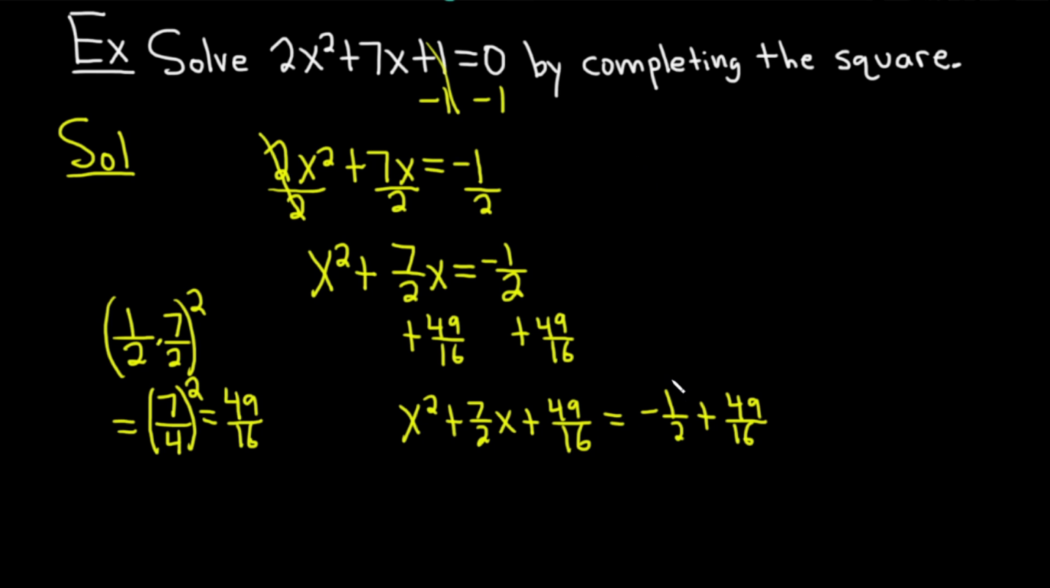I'm going to do it up here in blue. We have -1/2 plus 49 over 16, and we want to add these numbers. What you need to do is find a common denominator, which in this case is 16. We can multiply the -1/2 by 8 over 8, because that'll make the bottom a 16. So we'll get -8 over 16 plus 49 over 16. That's equal to, well, -8 plus 49 is 41. So we get 41 over 16.